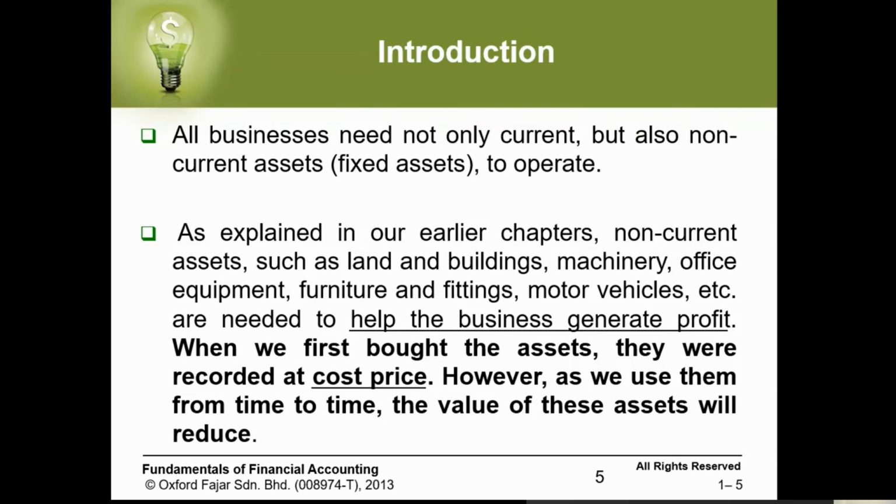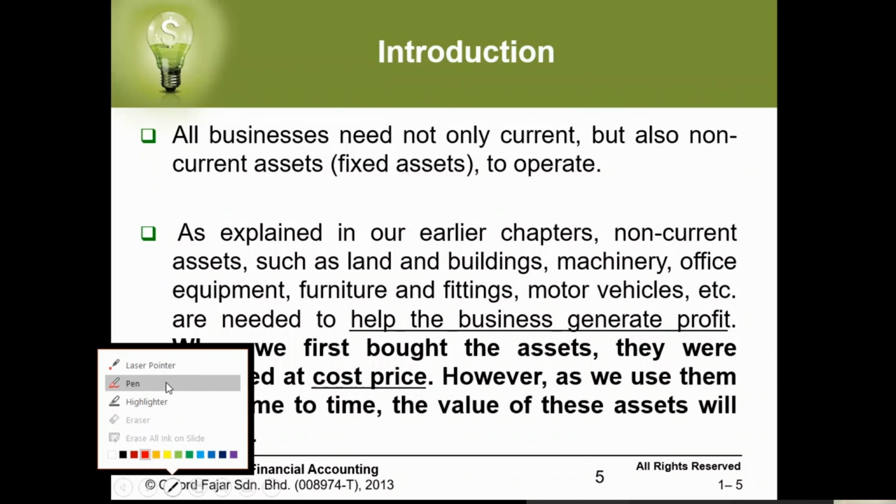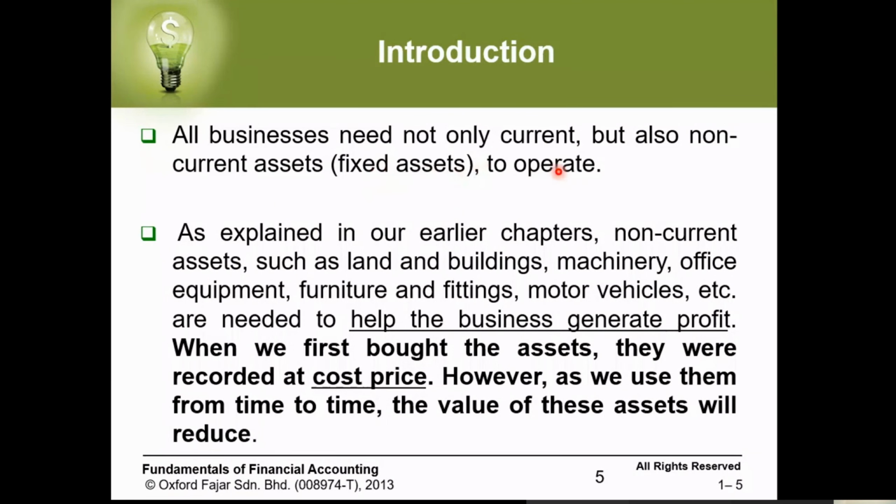So all businesses need not only current but also non-current assets, or what we call in another word, fixed assets, to operate. As explained in our earlier chapters, non-current assets such as land and buildings, machinery, office equipment, furniture and fittings, motor vehicles, etc., are needed to help the business generate profit. For example, we have the machine that works and produces products for us. We have the office furniture, we use it to work and provide our services. So all of this is considered non-current assets.